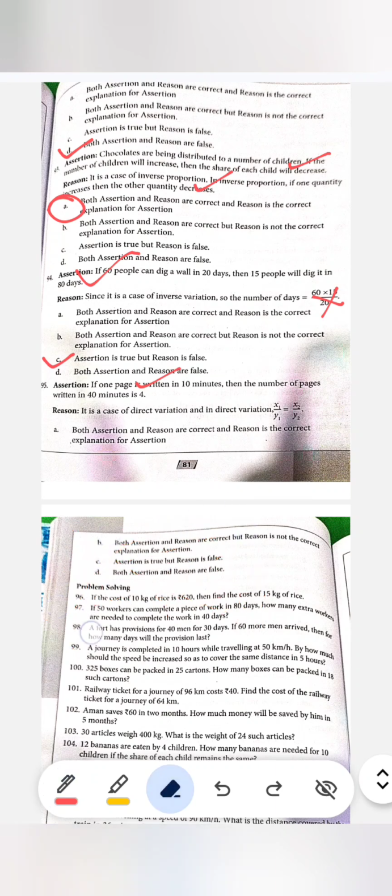I am doing it with the process, so those who are not able to understand this, and those who are not good in calculation, they can do it in this way. That is only an example. Now the reason is, it is a case of direct variation. Yes, and in direct variation, x1 by y1 is equal to x2 by y2. Yes, that is also correct. So option A, both assertion and reason are correct, and reason is the correct explanation of assertion.